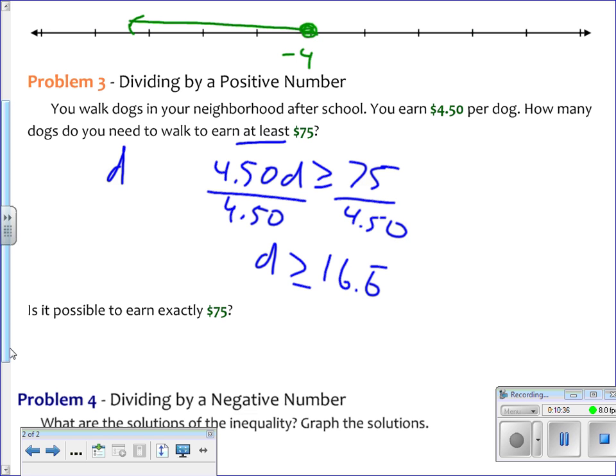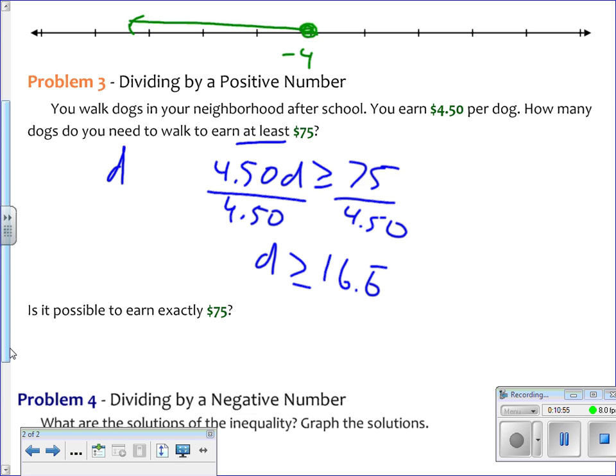But yeah, so 16 is not enough. I won't make $75 for 16. I need to do more than that, so I need to do 17. I can't walk 2/3 of a dog. Okay, well, maybe a dachshund because they're really small.